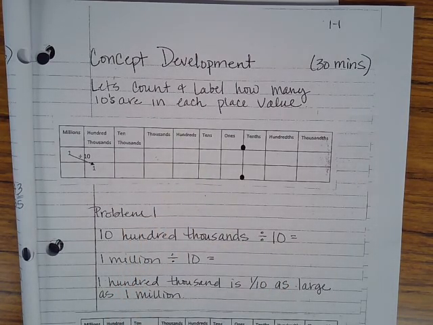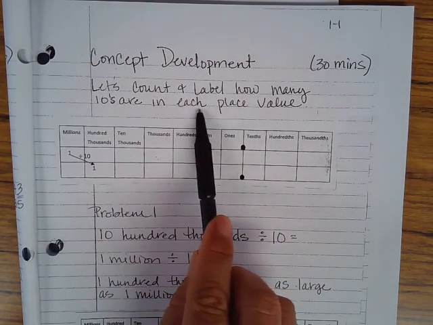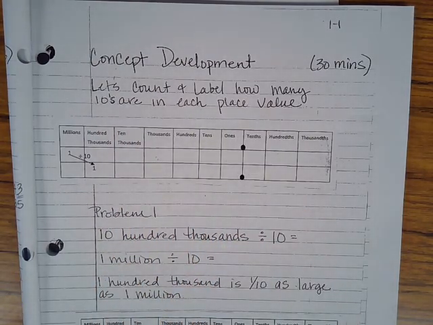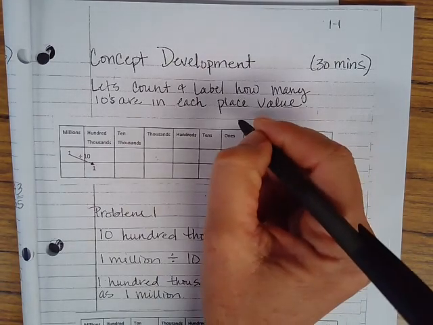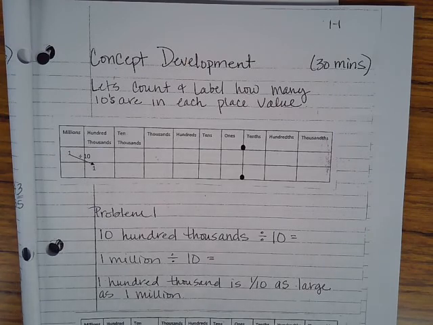So let's begin really quick. Let's count and label how many tens are in each place value. If you remember from kindergarten, you were always doing "zero to hero." I forget the song right now, but you used to always count to tens, right?